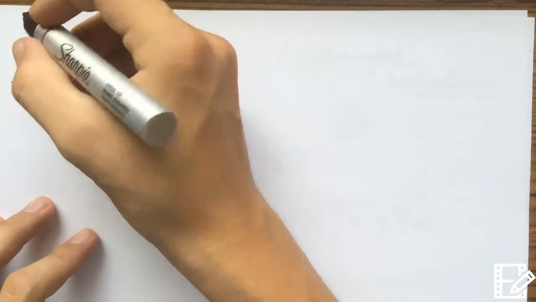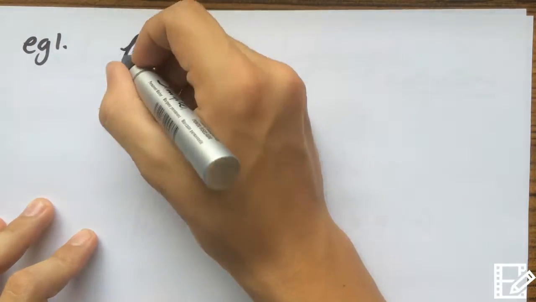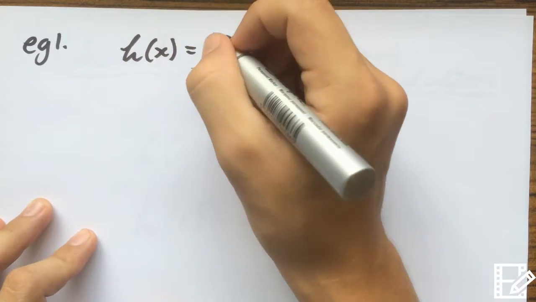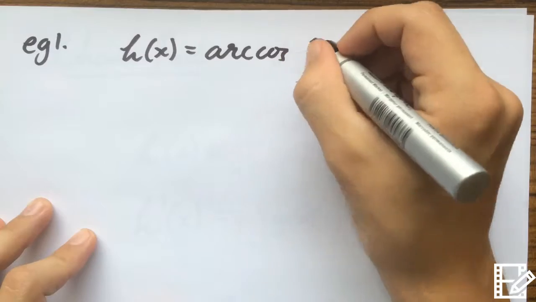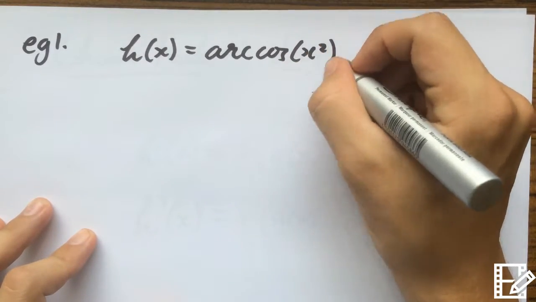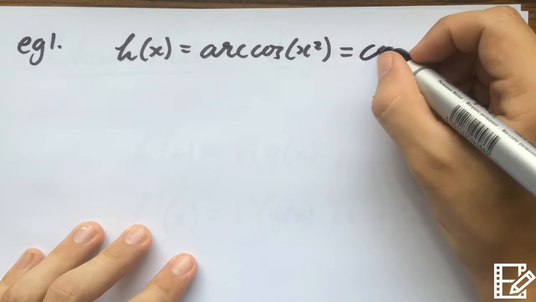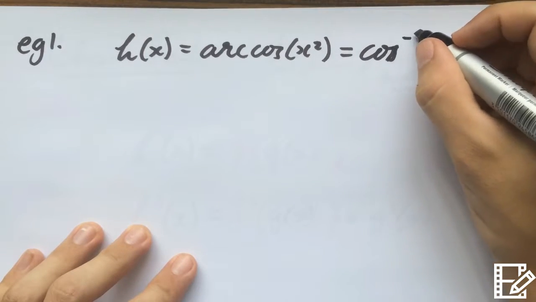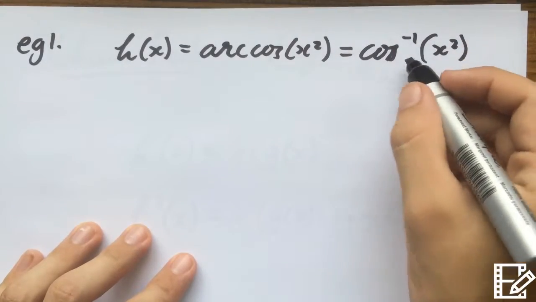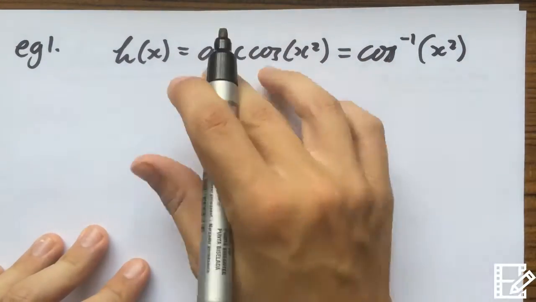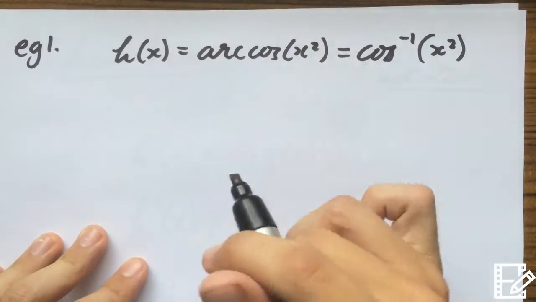So I'm going to start with our first example, that being h(x) equals arccos x squared. Now keep in mind that arccos equals cos to the power of -1 of x squared. These are the same things, they're just written differently. Sometimes people like to have them written certain ways, but these equal the exact same.